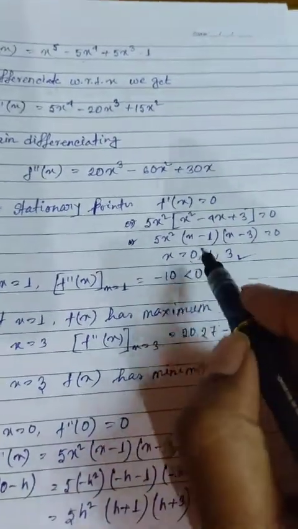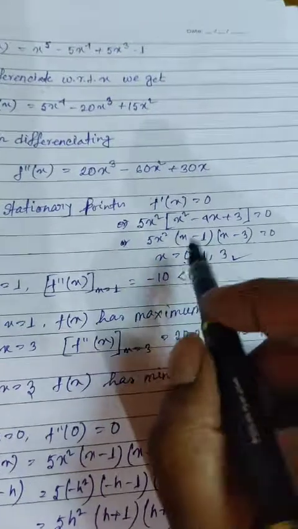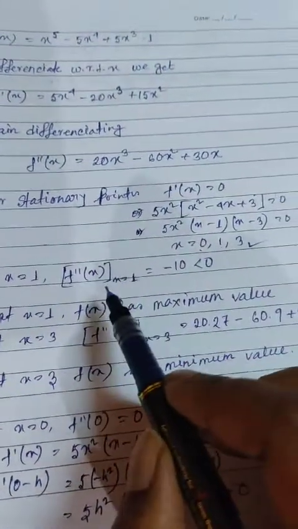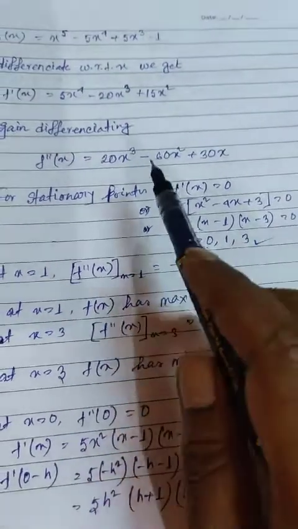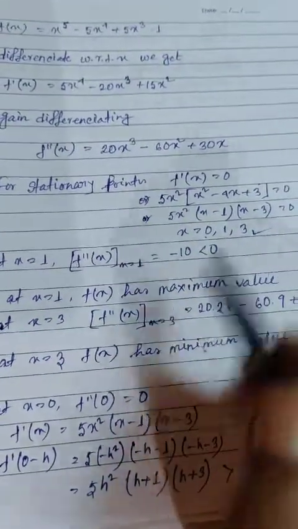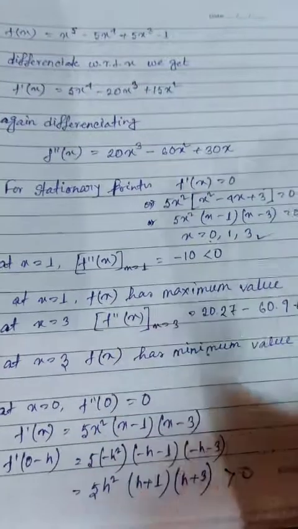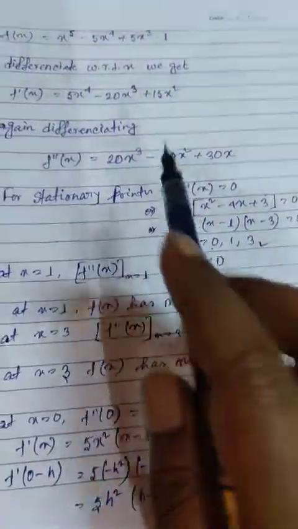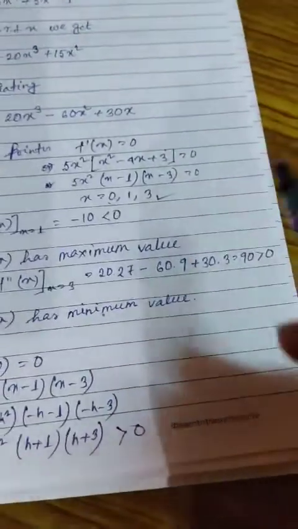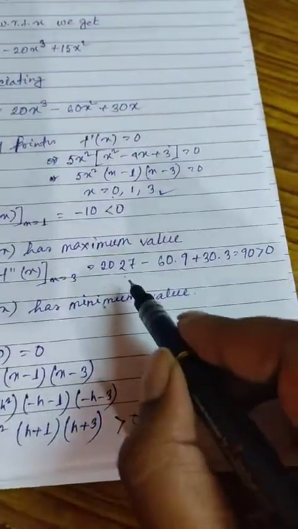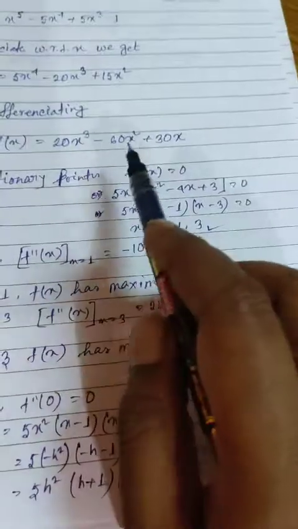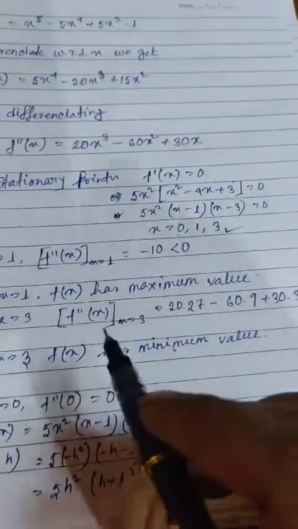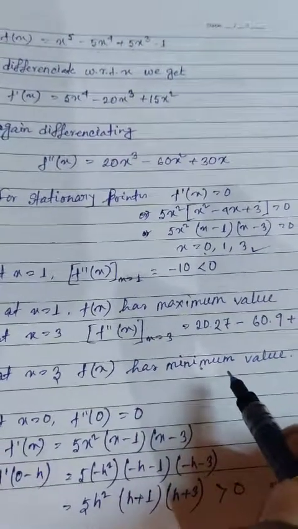So now let us check at x equal to 1 and x equal to 3 what the second order derivative is. See here that at x equal to 1, f''(x), from this relation, is −10, which is less than 0. That means at x equal to 1, f(x) has a maximum value. And at x equal to 3, from this relation, if we put x equal to 3 in this equation, we get the value 9, which is greater than 0. So now we can say that at x equal to 3, f(x) has a minimum value.